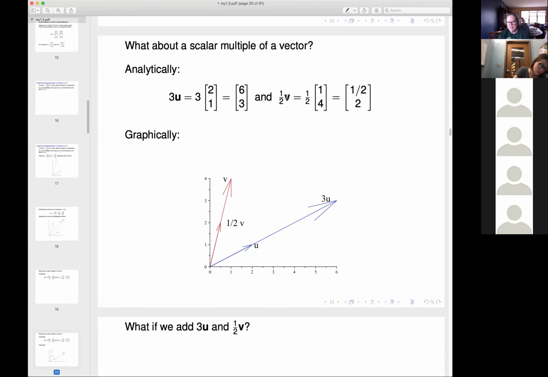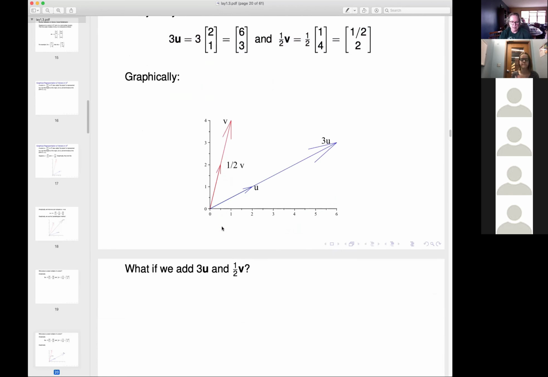Similarly for v, if we take half of v, that turned out to be 1/2, 2. And if we plot that, here it is, and it's just half of v. When you say 1/2 v, that's what you would expect. It's a vector that's in the same direction as v, but just half as long. All right.